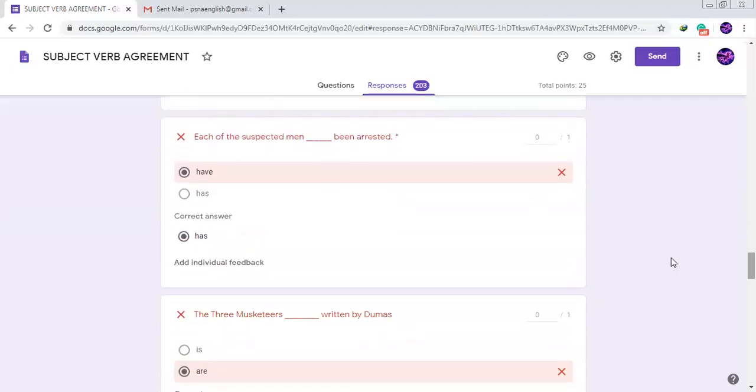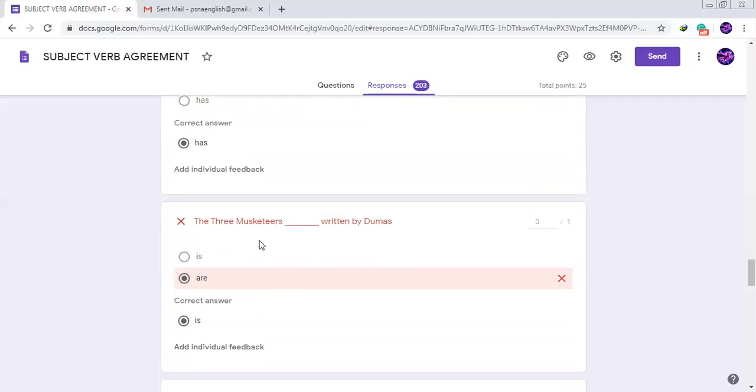Now look at this example. Each of the suspected men. Each of the suspected men. I told you, when the subject starts with each, one, everyone, everybody, no one, nobody, each of, all these things will always be treated as singular. So the correct answer is "has", but the student is wrong.